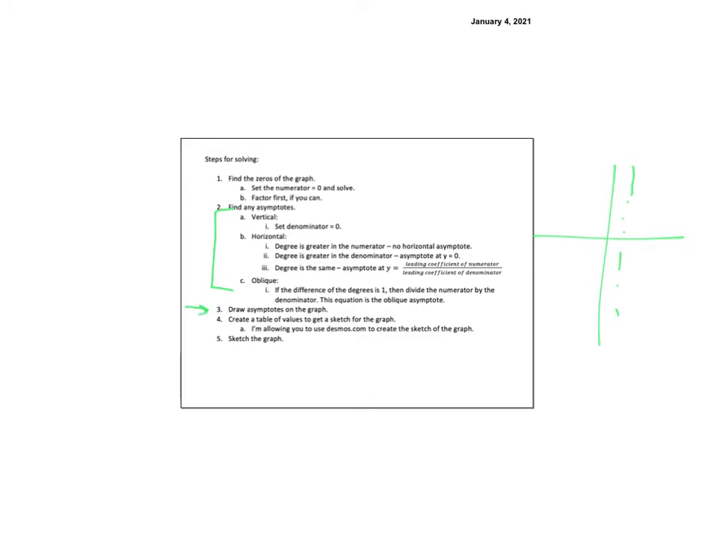And then for step 4, you're going to create a table of values and sketch the graph. This year, I am going to allow you to use Desmos to get the sketch of the graph. So you'll input the graph into Desmos and then just sketch the picture of it. I'm not going to get too picky with it. What I really want to see you guys master here is finding the zeros and finding the asymptotes and being able to sketch where the asymptotes are and then sketching your graph using Desmos.